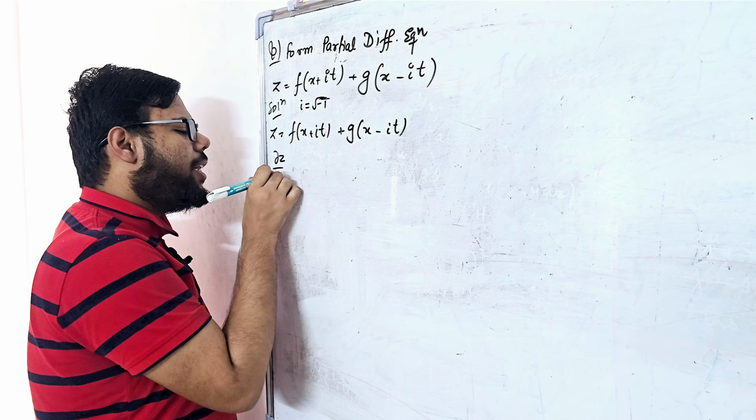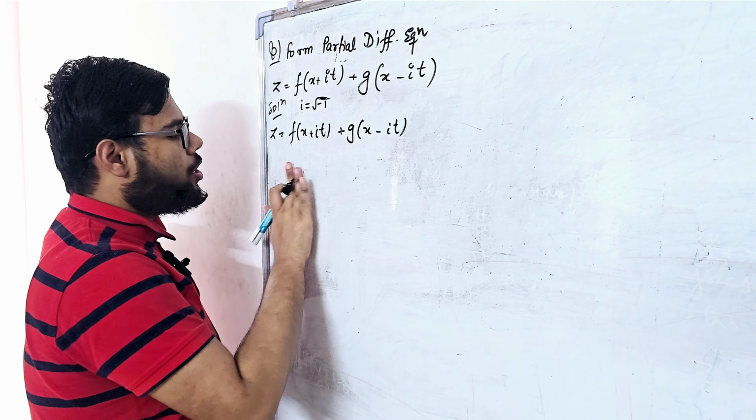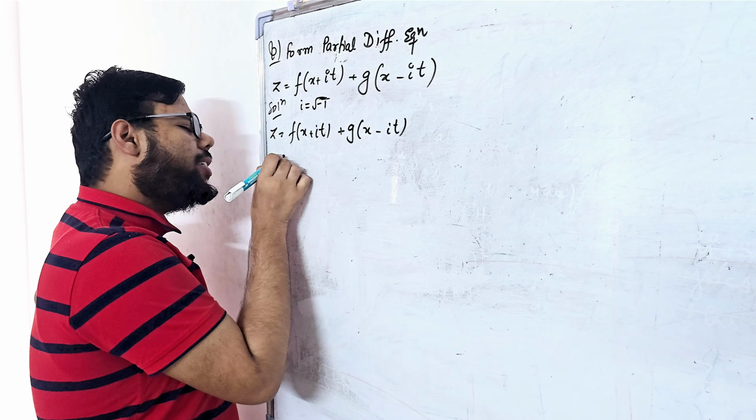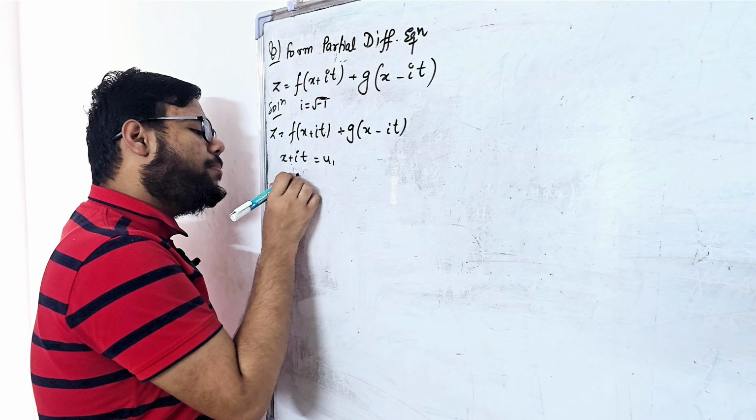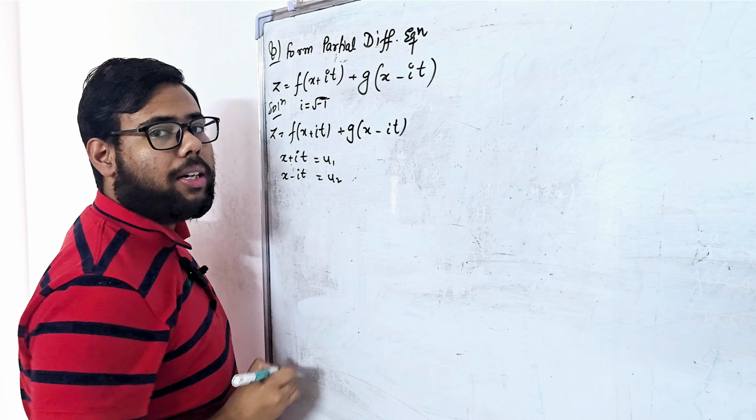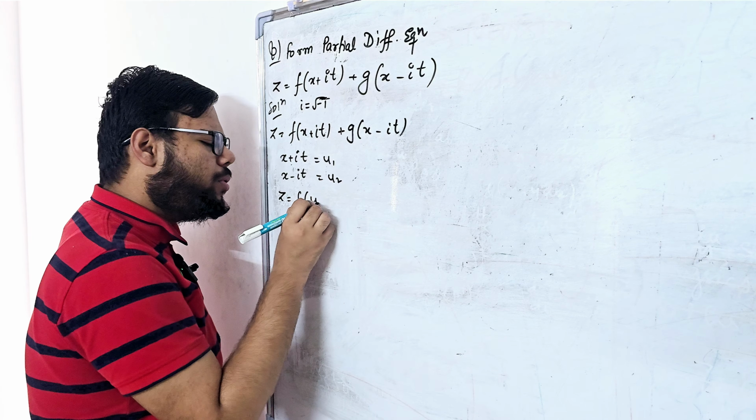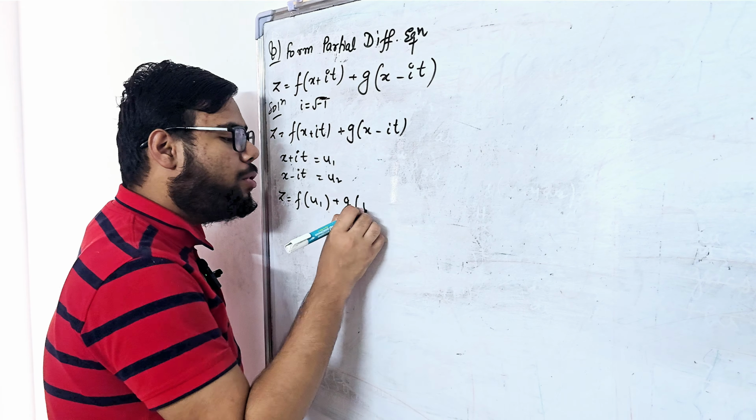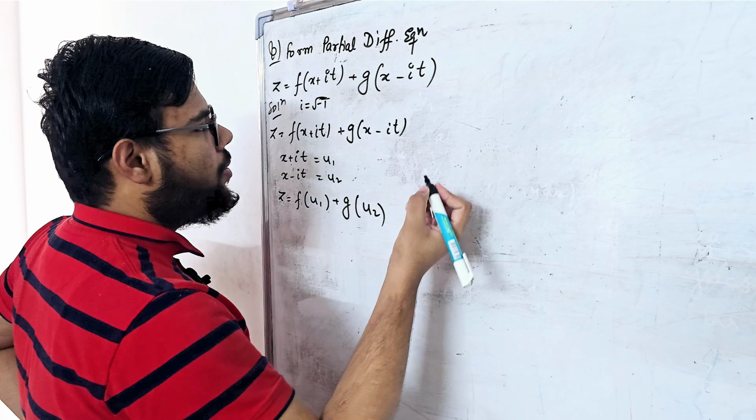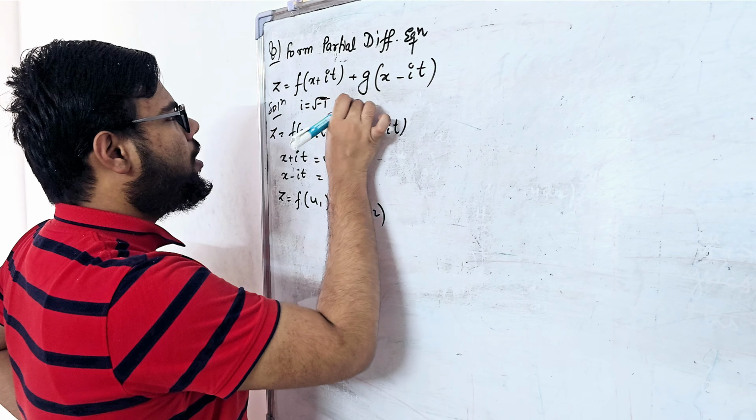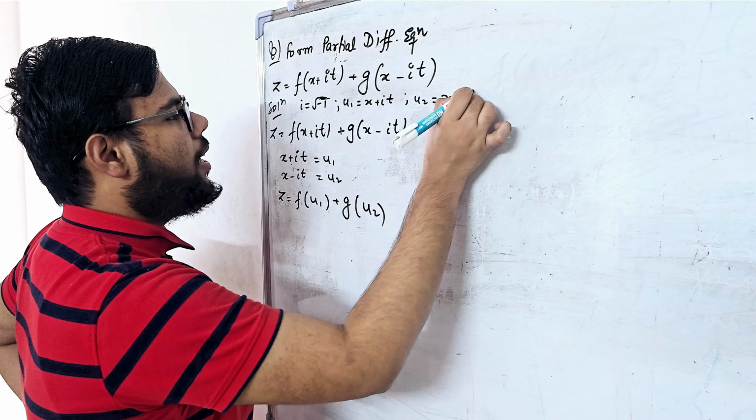So del z by del x is equal to, so before that we need to make a substitution so that you don't get confused. Let's assume that x plus it is equal to u1 and x minus it is equal to u2, correct? So we can say that z is equal to f of u1 plus g of u2, correct? We can write it like this. So we have to write it over here somewhere so that we remember it, that u1 is equal to x plus it and u2 is equal to x minus it, right?